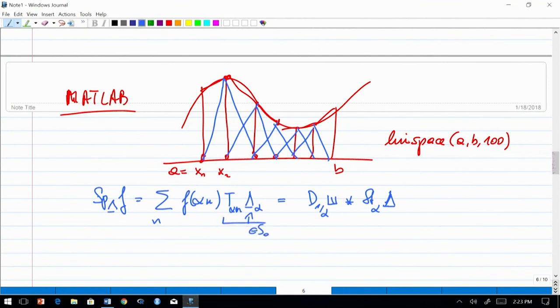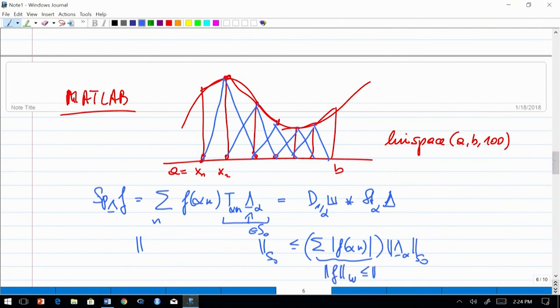Therefore, every shifted version is in S0 and it's the same norm. So how can I control the S0 norm of this? It's the sum of the samples of this multiplied with the norm of an individual triangular function in S0. So this is convergent because such a sum is not more than the Wiener algebra norm, and this in turn is less than the S0 norm.